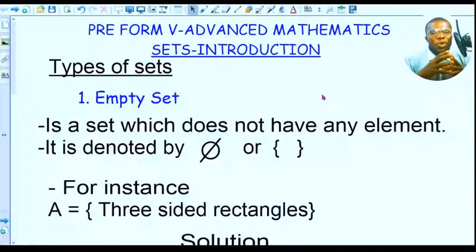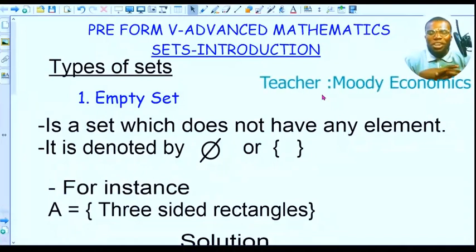Okay, welcome dear students from all over the country and worldwide. It's Advanced Mathematics, pre-form 5, and our topic is sets, and we are still in the first subtopic, which is introduction. In this subtopic we have already learnt about the definition of a set, and also the methods or ways of representing a set.